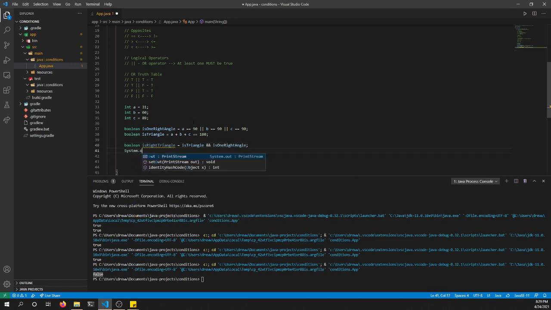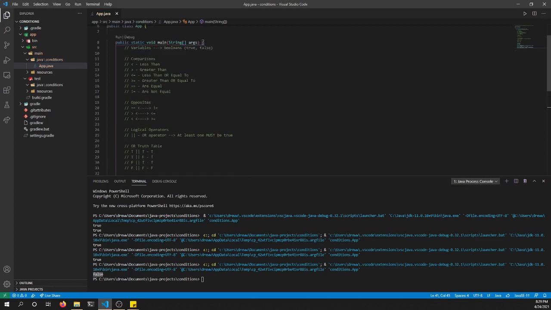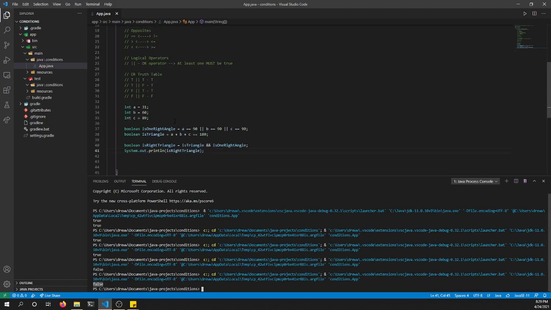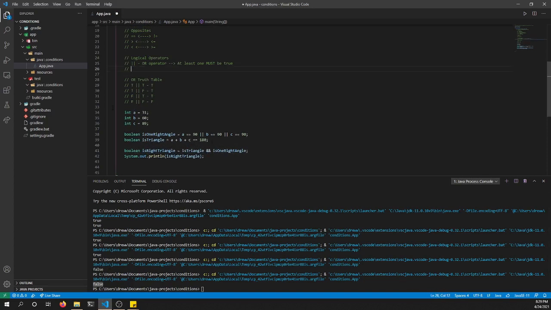And I can print that. And I can print it just like that. So I'll run that and I'll talk about what it means in a second. And I get false. Well, let's see what we're checking. This symbol, ampersand, ampersand, is called the AND operator. And the AND operator is another way we can combine multiple Booleans. To be a right triangle, you must both be a triangle and have one right angle.